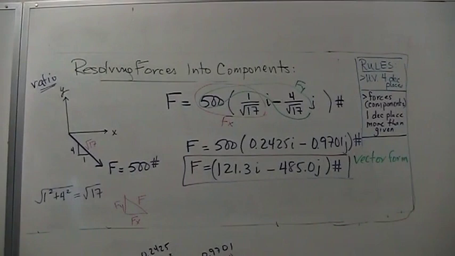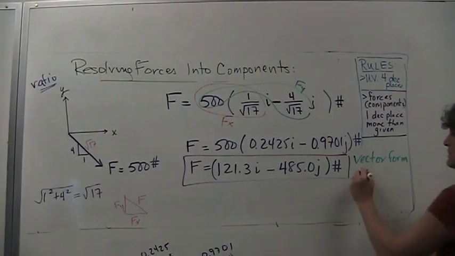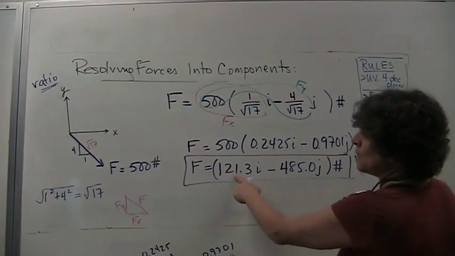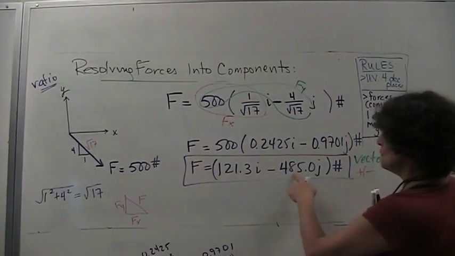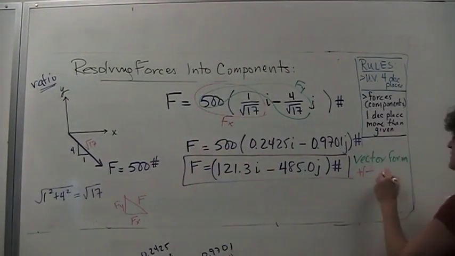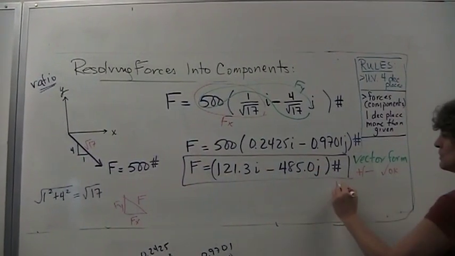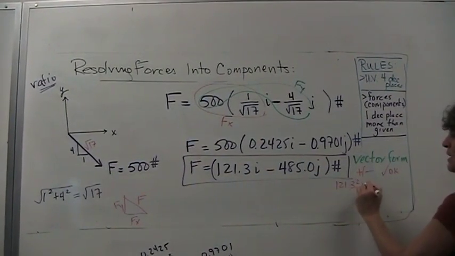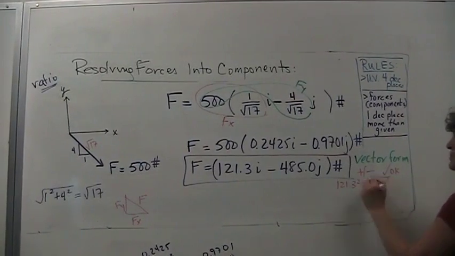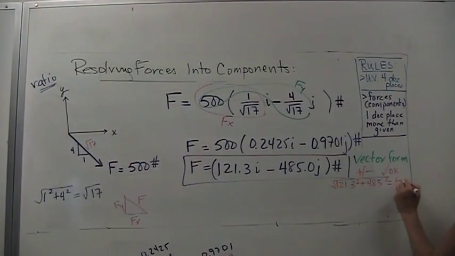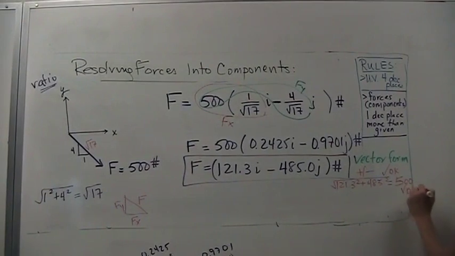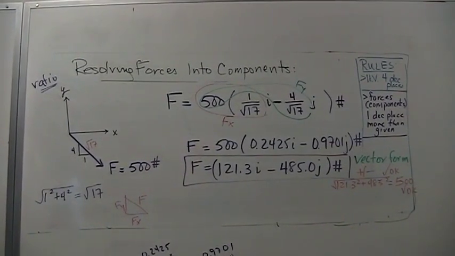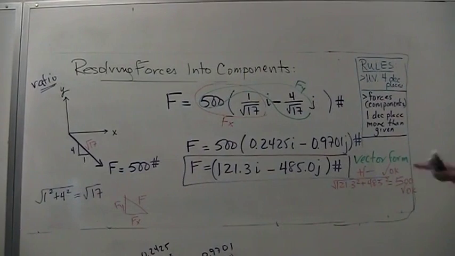And can I do checks? Sure. I'm going to do a positive, negative check. The 121.3 x should be positive, yes. The 485 y should be negative, yes, it checks. I'm also going to do a magnitude check. 121.3 squared plus 485 squared under the radical equals 500, and it checks. Make sure when you do a check that you actually check, because if you just write you check, but you didn't check and you got a mistake, you're in the doghouse. Okay, so we checked the positive and negative, we checked this.